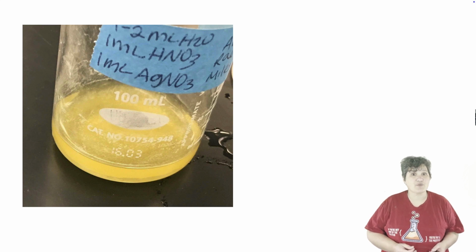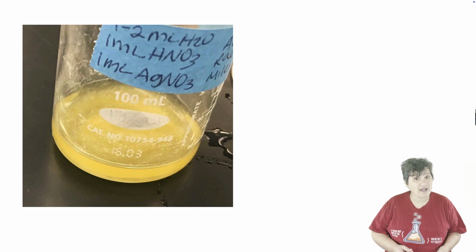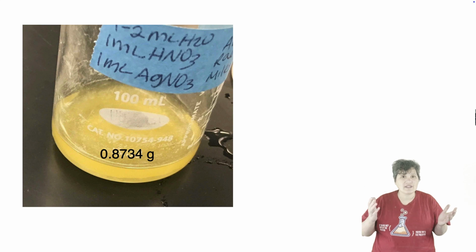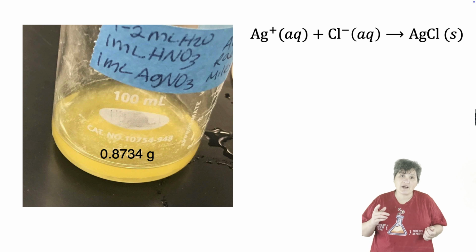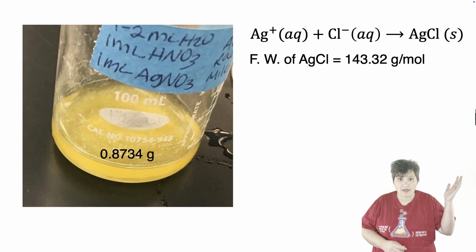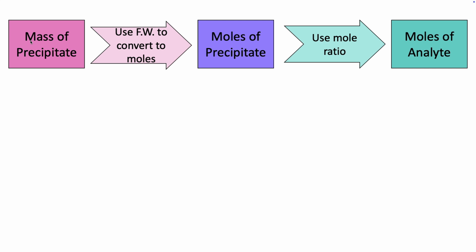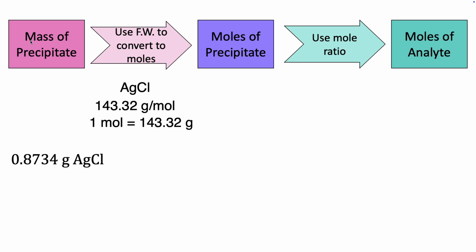After adding silver nitrate, you produce a precipitate, and after filtering and drying, you end up with 0.8734 grams of silver chloride. Again, to do these calculations, you'll need a balanced equation for the reaction and the formula weight of our precipitate, silver chloride. Start with the mass of your precipitate, 0.8734 grams of silver chloride. Next, use the formula weight of silver chloride to convert to moles of silver chloride. Note that if you can't remember whether to multiply or divide, you can rewrite the formula weight this way. 1 mole of silver chloride equals 143.32 grams of silver chloride.